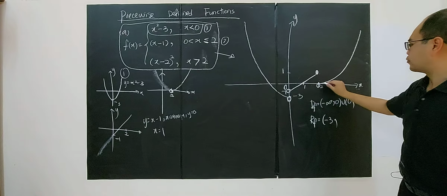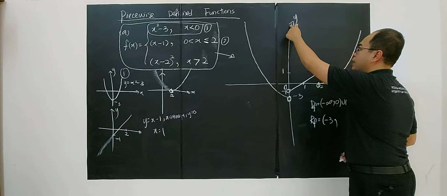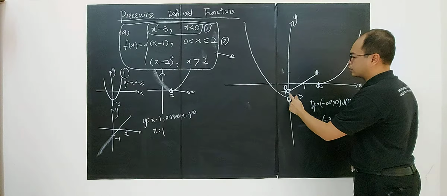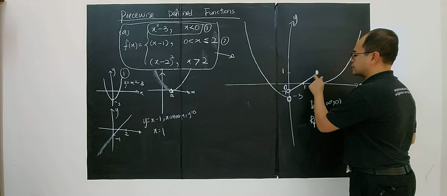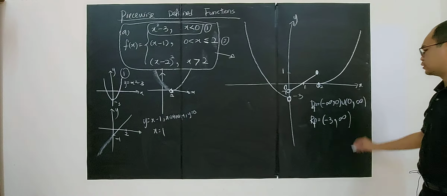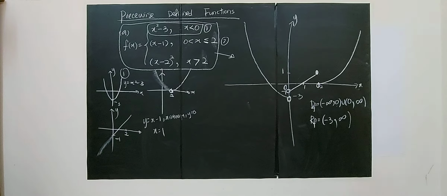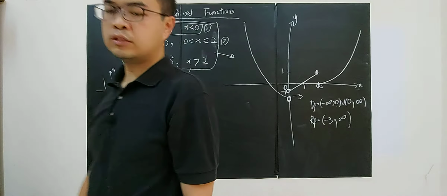So there is a graph everywhere. Even though they break, the graph is actually there for any value of y that is more than -3. So everywhere there is a graph. So it's from -3 up to infinity. -3 up to infinity. So this is the graph for this function.